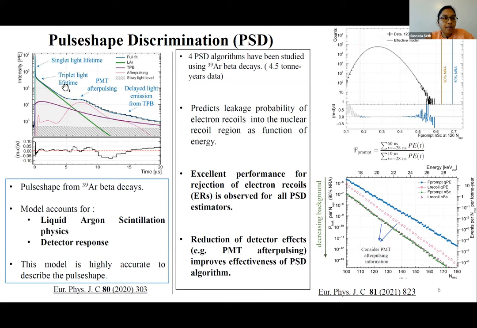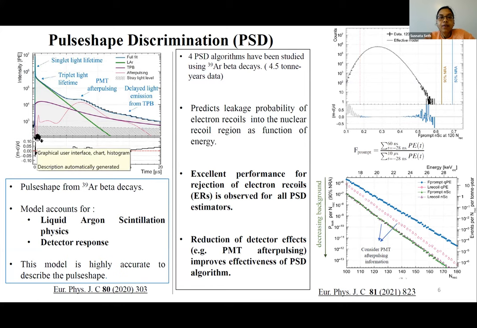So this is a pulse from argon-39 beta decays. We have a very good model that accounts for liquid argon scintillation physics like singlet and triplet light and lifetime, and also the detector response like PMT afterpulsing and delayed TPB emission light in our model. And this model is very accurate in describing the whole pulse shape we can see from our detector. Here we have done the comparison between model and data.